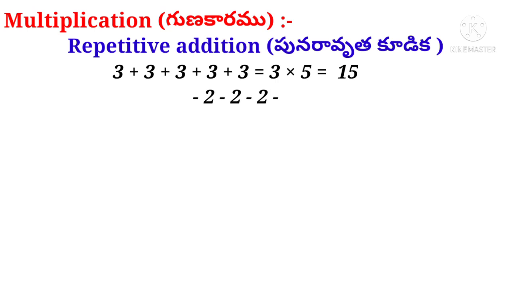Minus 2 is added for 4 times. Minus 2, minus 2, minus 2, minus 2, we get minus 8. But it takes so much time. But instead of adding minus 2 4 times, we just multiply minus 2 with 4. Then minus 2 into 4 is minus 8. So this is the multiplication which is very useful in place of repetitive addition.